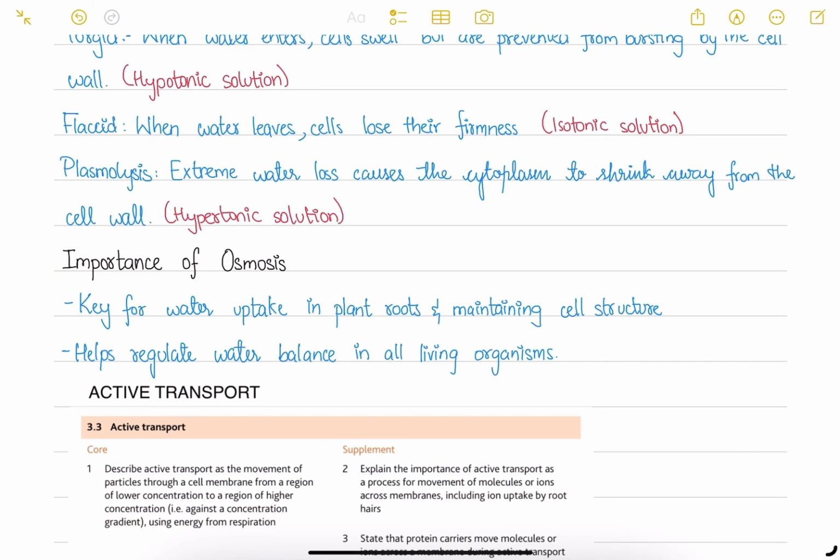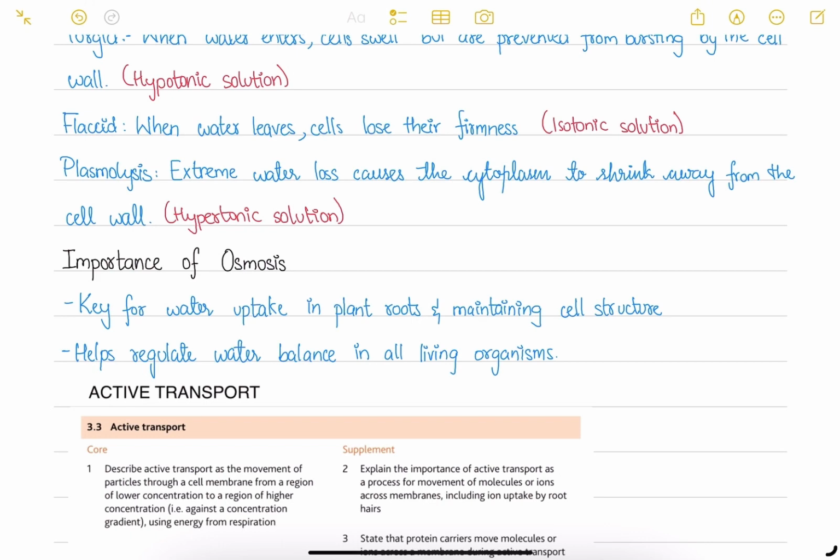So, let me give you a quick experiment example. A potato in pure water becomes firm because water enters the cells, making them turgid. But in a sugar solution, it shrinks as water leaves the cells. This process is crucial for plants to stay upright, thanks to the turgor pressure inside their cells.